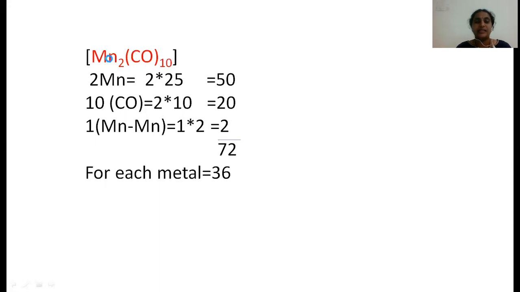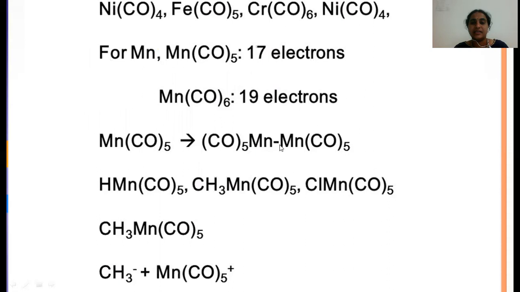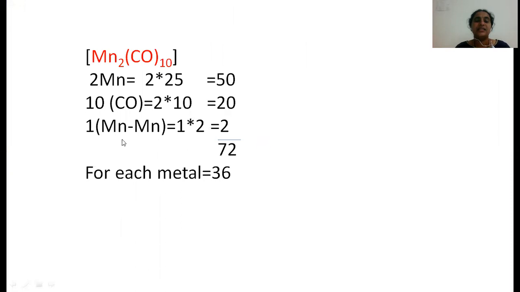Whereas here in this structure, between the manganese atoms there is a sigma bond. A sigma bond is nothing but a sharing of 2 electrons. So there is one sigma bond present between the manganese atoms. Hence only one bond is present, so 1 into 2 electrons is 2. Therefore the total is 72 electrons. When we divide by 2, we get 36 for each metal. The EAN of each metal is equal to 36, which is also equal to the inert gas atomic number, that is krypton, hence it is also stable.